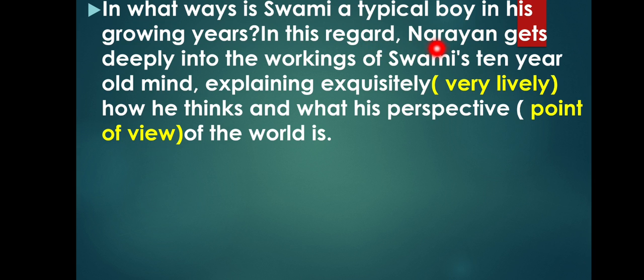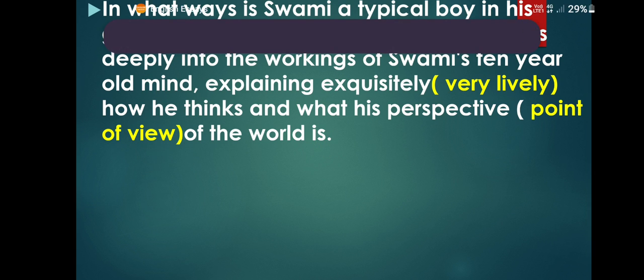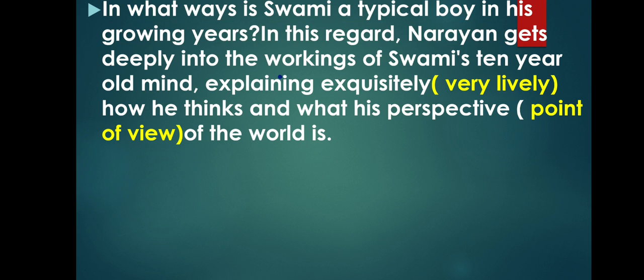But in this regard, the author, R.K. Narayan, also gets deeply into the working of Swami's 10-year-old mind. What is happening inside him, in the mind of Swami, is explained exquisitely. The author explains in a lively and pleasant manner how he thinks and what his perspective of the world is. Perspective of the world means how Swami sees the world, his point of view about the world. Whatever Swami thinks is given here. So his actions tell us how Swami is a typical boy.